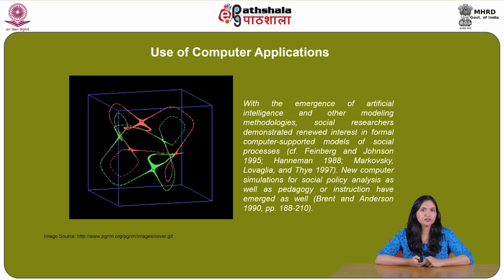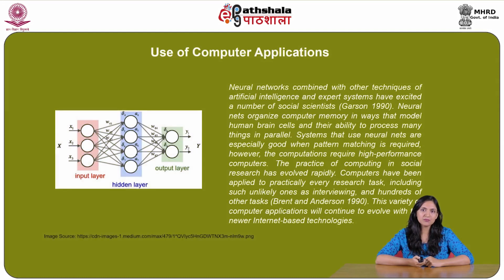all over the period. Neural networks combined with the techniques of artificial intelligence and expert systems have excited a number of social scientists to work in this area. Neural nets organize computer memory in ways that model human brain cells and their ability to process many things in parallel. Systems that use neural nets are especially good when pattern matching is required. However, the computations require high performance computers.